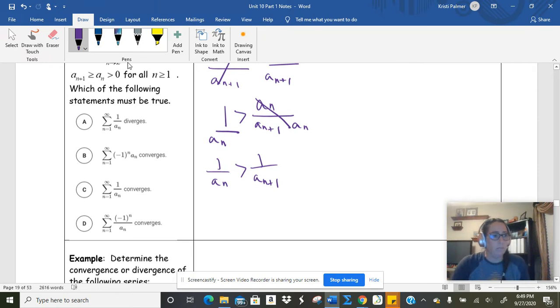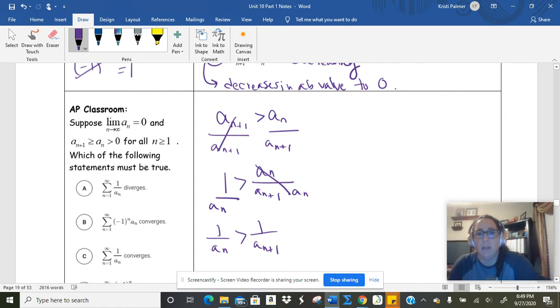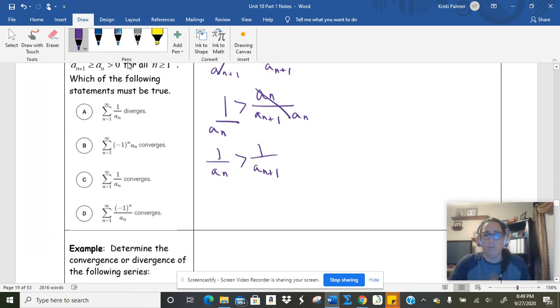Okay, so let's see what we have going on here. Which of the following must be true? Well, we had the limit going to 0. And if I had 1 over a sub n, it's going to decrease in terms. So we know we don't want that one. This one doesn't have the alternating. This one doesn't have the alternating. So this would be an alternating series whose terms decrease in absolute value to 0, and that would be convergent.